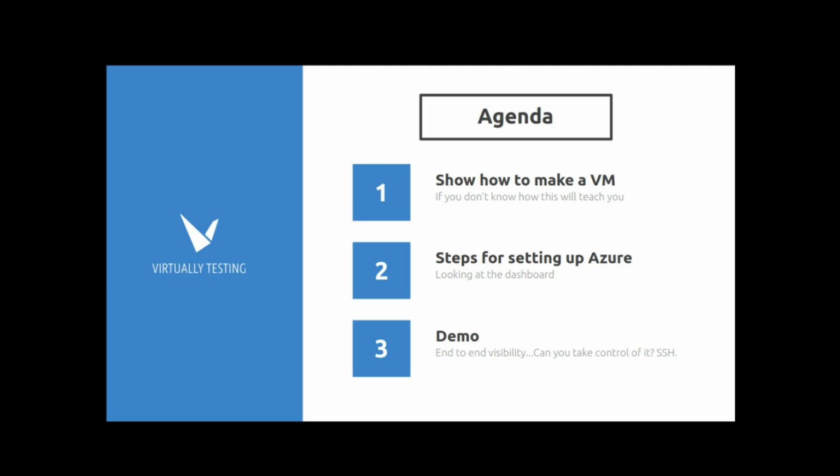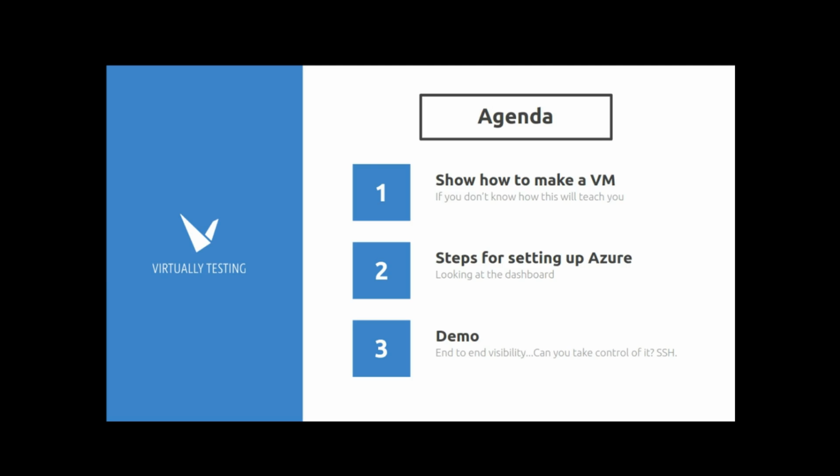So there's a type 1 and a type 2 hypervisor, and those are two different ways to launch your virtual machines. In the cloud, there is no hypervisor. The cloud acts like a hypervisor. So if you don't know how to make a cloud virtual machine, then today you're going to learn.